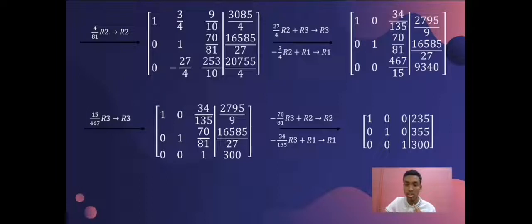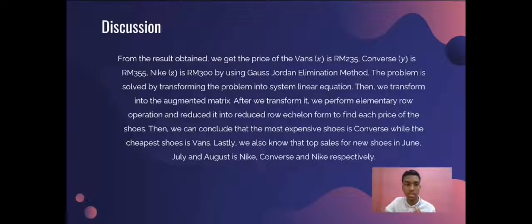This matrix is already in RREF form. So we can conclude that the value of x is equal to 235, y is equal to 355, and z is equal to 300. Next is the discussion. From the result obtained, we get the price of the Vans is RM235, Converse is RM355, Nike is RM300 by using the Gauss-Jordan elimination method. The problem is solved by transforming the problem into a system of linear equations.